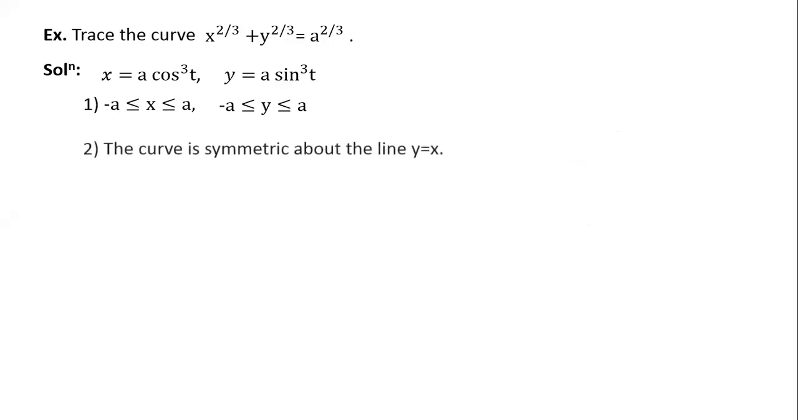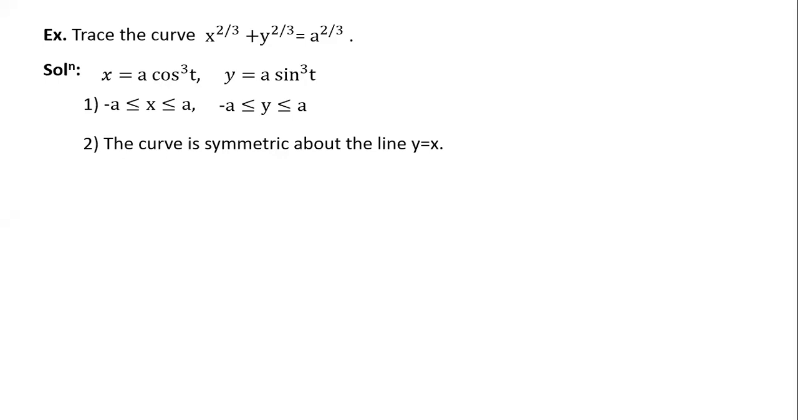Now, what about symmetry? Definitely we have converted into parametric, but nobody can restrict us from making use of the properties of the Cartesian equations, as the original equation is in Cartesian form. And one of the properties we had seen, property number 3 in case of Cartesian: interchange x and y, and if the equation remains unchanged, then the curve is symmetric about the line y equal to x. Here we are given x to the power 2 by 3 plus y to the power 2 by 3 is equal to a to the power 2 by 3. Now interchange x and y.